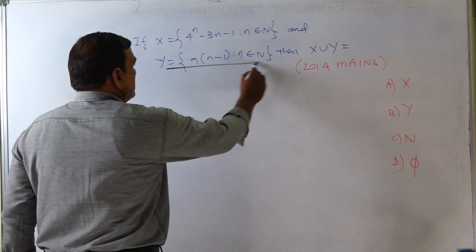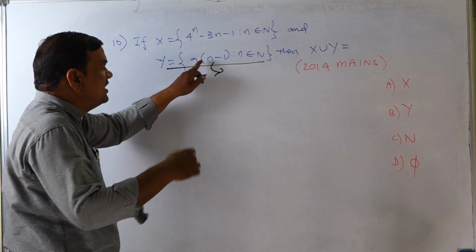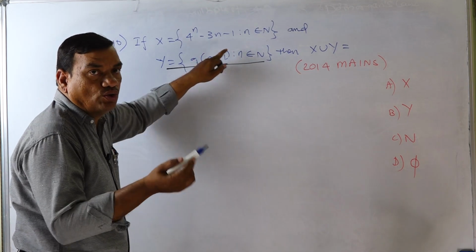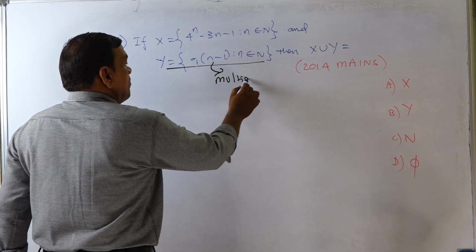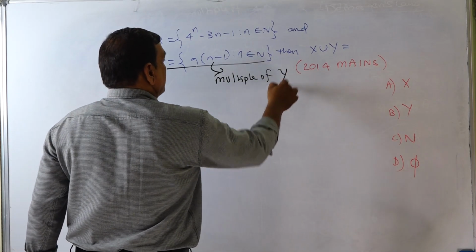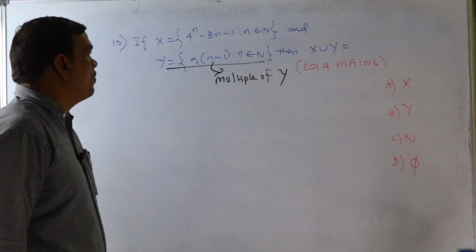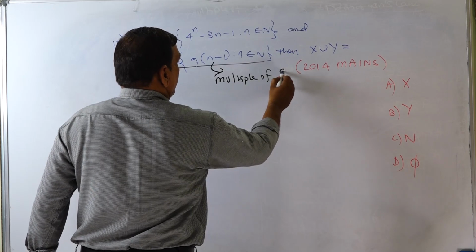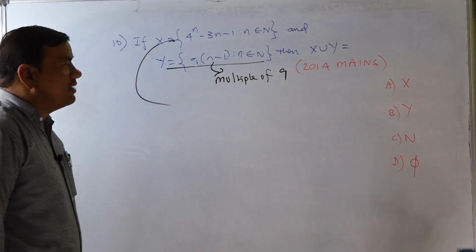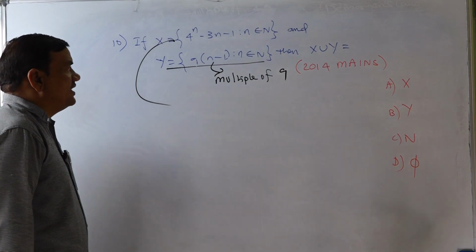First, from the set Y, you can say that it is 9 times n minus 1. That means 9 into 0, 9 into 1, 9 into 2, 9 into 3. So the set contains multiples of 9. Coming to X, what about 4 power n minus 3n minus 1?